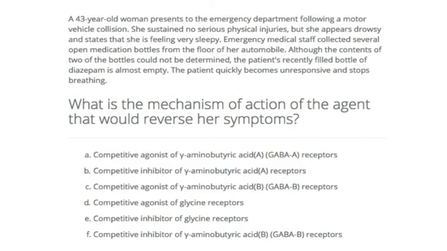All right, so question. A 43-year-old woman presents to the ED following a motor vehicle collision. She sustained no serious physical injuries, but appears drowsy and states that she's still very sleepy. EMS collects several open bottles from the floor of her automobile. Although the contents of the two bottles could not be determined, she recently filled a bottle of diazepam that is almost empty. The patient becomes quickly unresponsive and stops breathing. What is the mechanism of action of the agent that could reverse her symptoms?